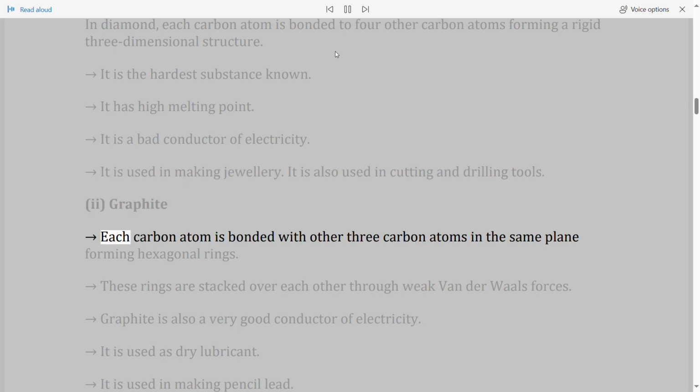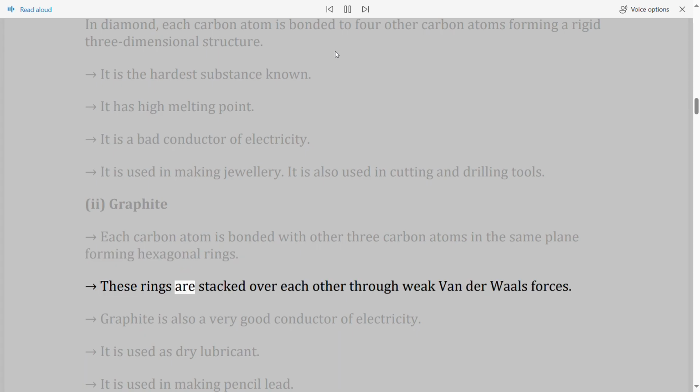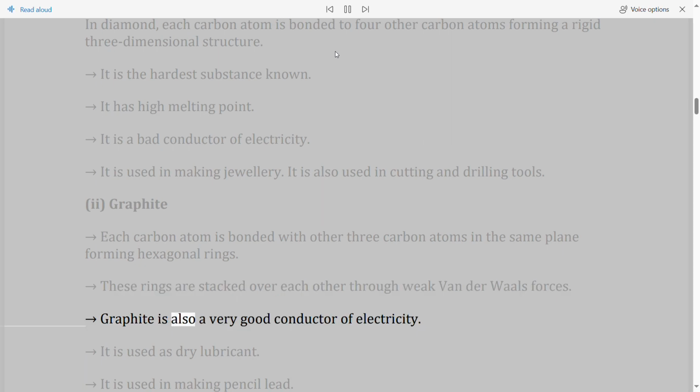2. Graphite. Each carbon atom is bonded with other 3 carbon atoms in the same plane forming hexagonal rings. These rings are stacked over each other through weak van der Waals forces. Graphite is also a very good conductor of electricity. It is used as dry lubricant. It is used in making pencil lead.